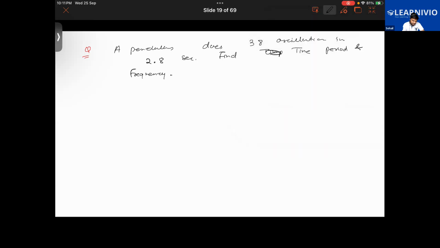Now I'm going to twist the question. I'm going to give a twisted question. Say that the time period of a pendulum is 2 seconds. What is its frequency?